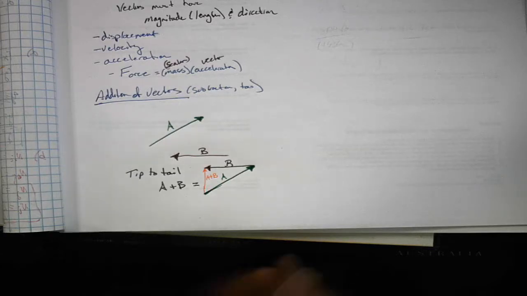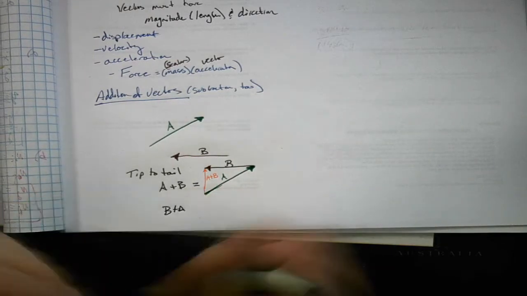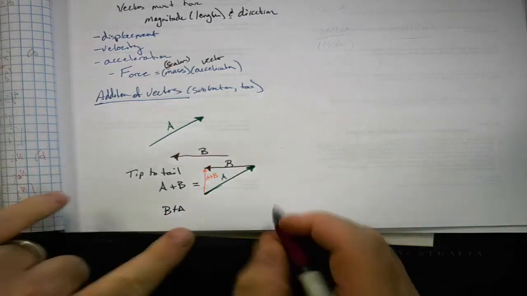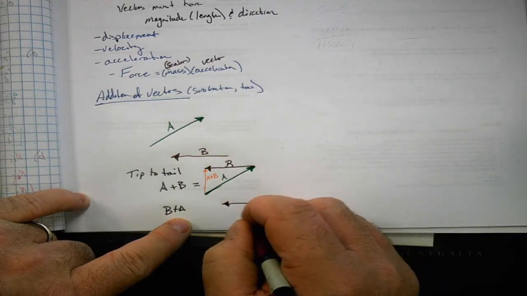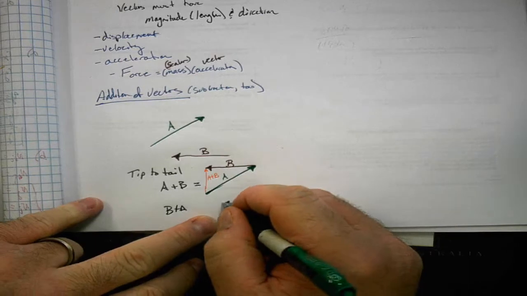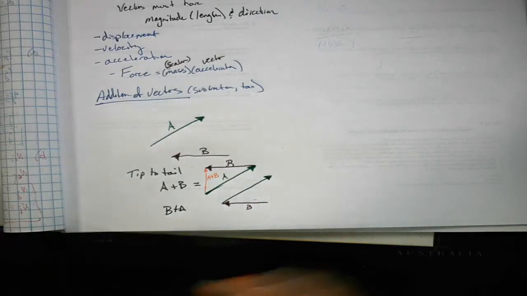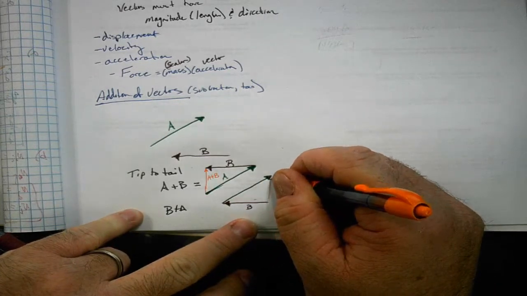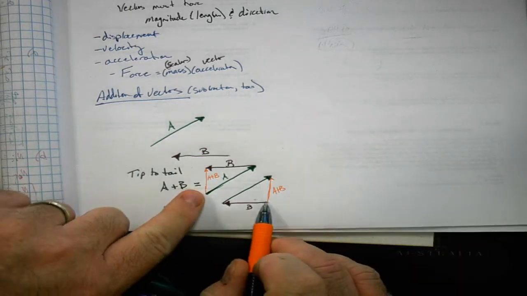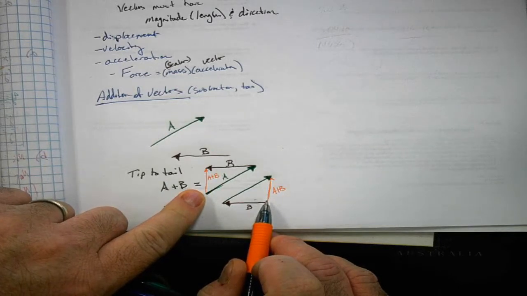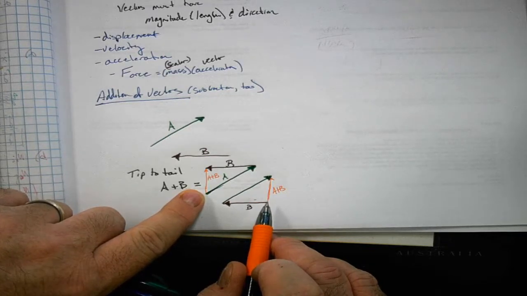So that's addition. In fact, you could do it the other way. A plus B is the same thing as B plus A. So we could do B plus A, and then we would draw vector B. There's vector B. And then we add vector A to it. And we get, and these two are pretty much the same vector, right? You guys see that? Okay.